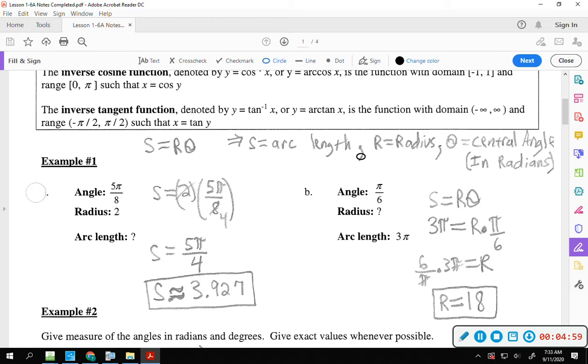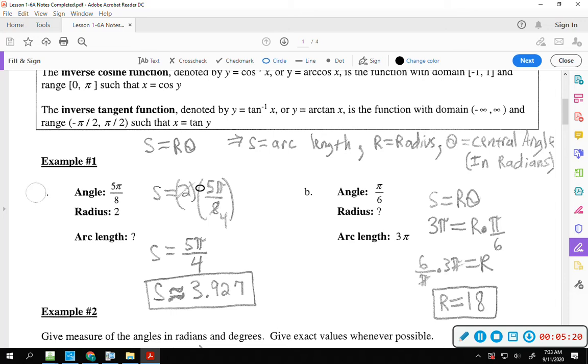So S stands for the arc length. I wrote it right here for you. R equals the radius, and theta is the central angle, but it must be in radians. They're always going to give you two of the three. In this first example, they give you the angle in radians and the radius. If I want to find the arc length, I take the radius times the angle.